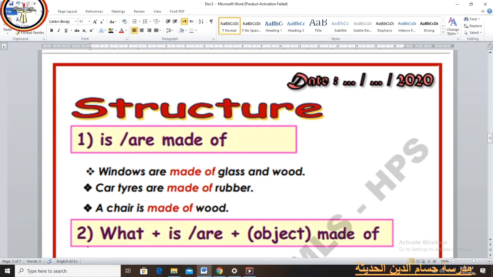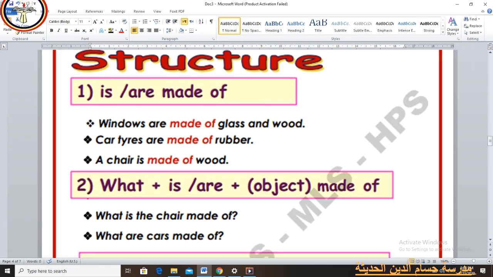Now, let's move to our structure today. As I told you and as you watched in our video, it's about what things are made of. Is or are made of. It's verb to be plus made of. Can we read it together? Windows are made of glass and wood. Car tires are made of rubber. A chair is made of wood.